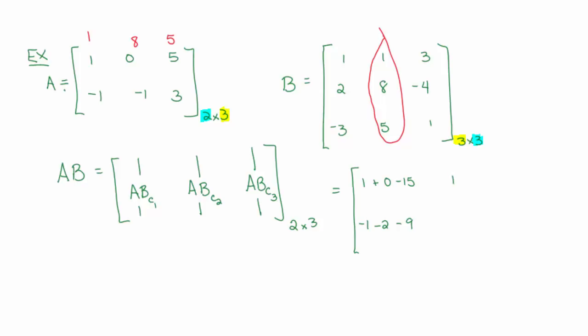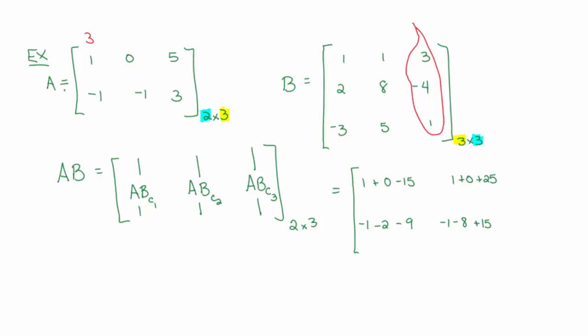You'll get 1 plus 0 plus 25. The second row, you get a negative 1 minus 8 plus 15. Not too bad, right? That's our second column. So let's go ahead and erase this now. And we go on to the third column. Again, red ink.